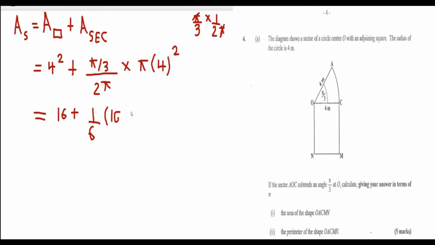so it's 1 over 6 times 16 pi. Some people may want to simplify this and say 16 over 6, divided by 2, that's 8 over 3 pi. That's how some people might want to see it. All right, 16 plus 8 over 3 pi units square. Some persons might want to see it this way: 8 over 3 pi units square.